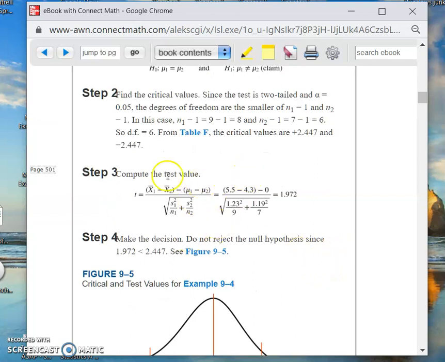Okay, so I compute the test value. Please do me a favor, always write down the formula. T equals this mess here, and then after you write down the formula, it's so trivial to just plug in the numbers. Once you plug in the numbers, now you've got to be careful. You've got to be very careful with your calculator. I certainly recommend you write down several lines, one step at a time, when you plug stuff in. Let's assume that the author did it correctly and it's 1.972.